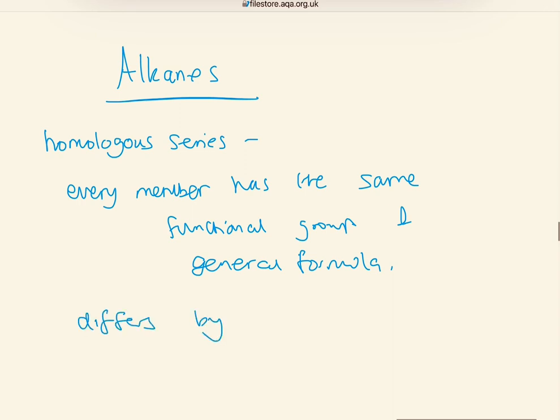I'm not entirely sure that actually. CH2. So you are actually right. Each one differs by CH2. So if I had C8H18, the next one would be C9H20.